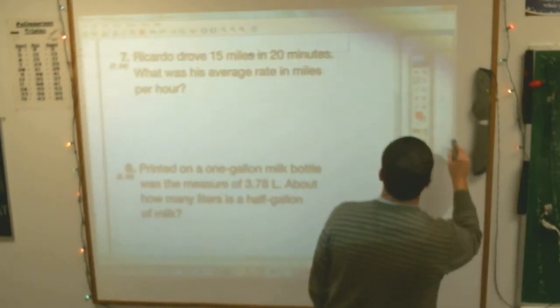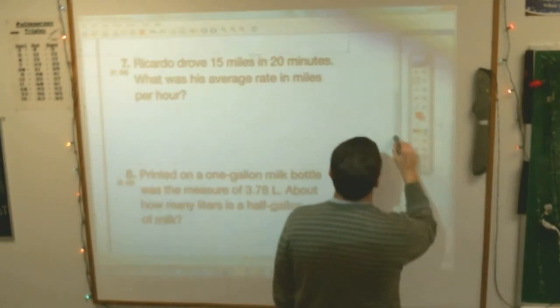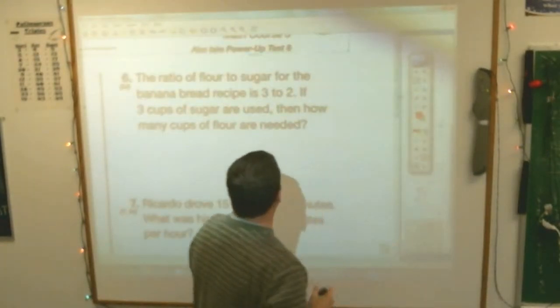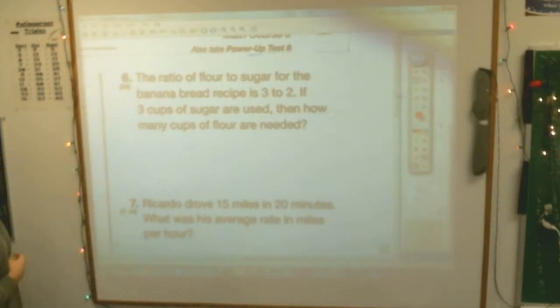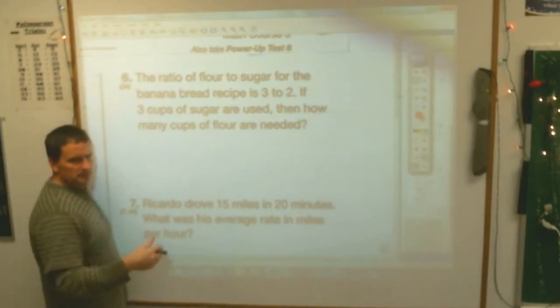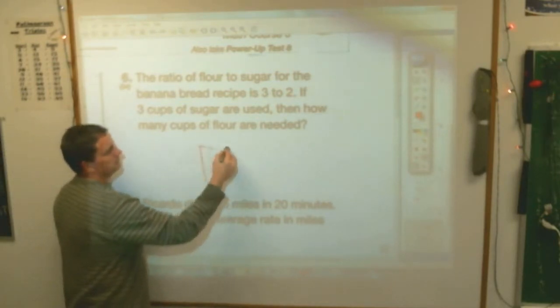How about this one? I should give it a grade. The ratio of flour to sugar for the banana bread recipe is 3 to 2. If 3 cups of sugar are used, then how many cups of flour are needed? Anybody know what I would say to do on this one? Draw a ratio box.